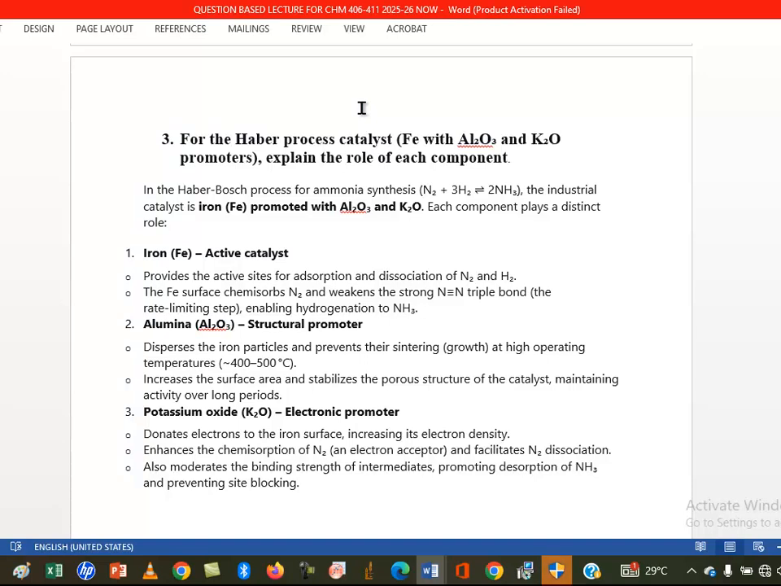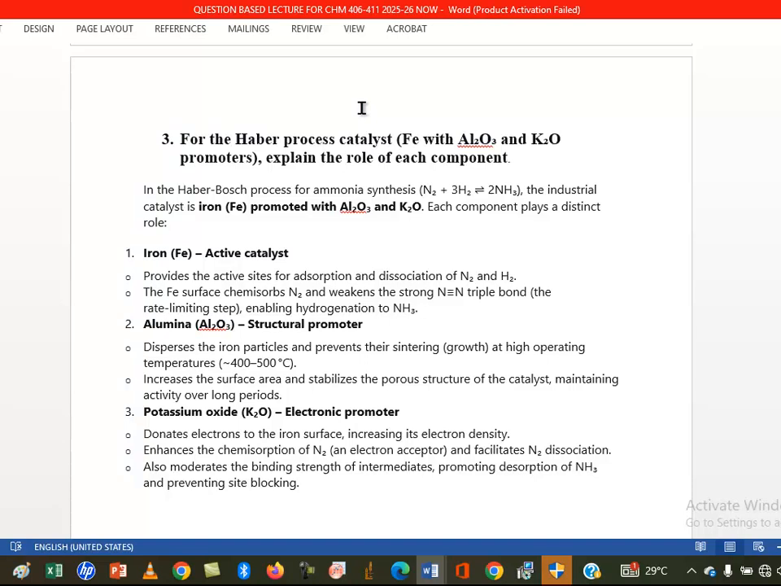Iron is the active catalyst. So take note of it: it provides the active sites for adsorption and dissociation of N2 and H2. That is what I need. Now alumina is the structural promoter. So it disperses the iron particles and prevents their sintering or growth at high operating temperatures.